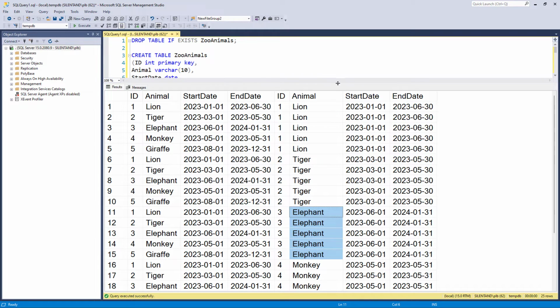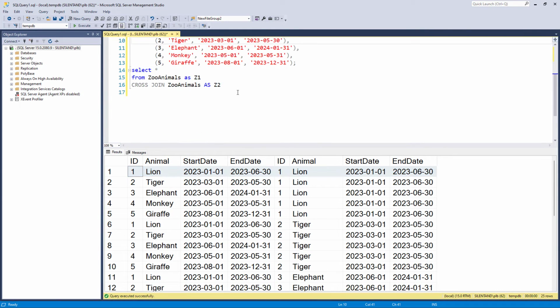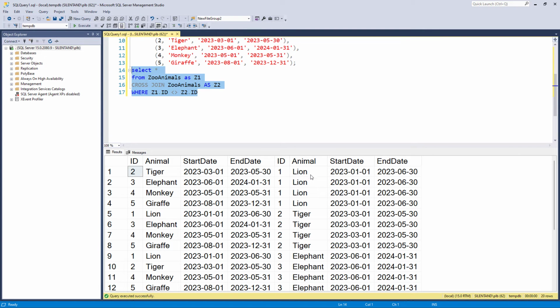So now we've got that, we can start trying to answer the question: what has the lion met? Well, the lion won't have met itself. We don't need to include the lion. So the first thing we need to do is exclude that. So where z1.id is not equal to z2.id. So in other words, we do not want id1 matching with id1. So now a lion is just up against four animals, a tiger up against a different four animals. It's not up against tiger itself. Right, so far so good.